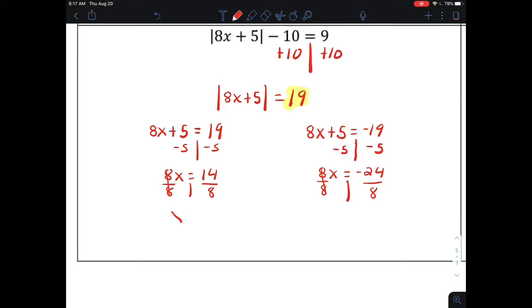And so we're going to get x is equal to 14 over 8, which I can reduce. Both numbers are even, so that's going to make 7 over 4. And this one, negative 24 divided by 8 is negative 3.